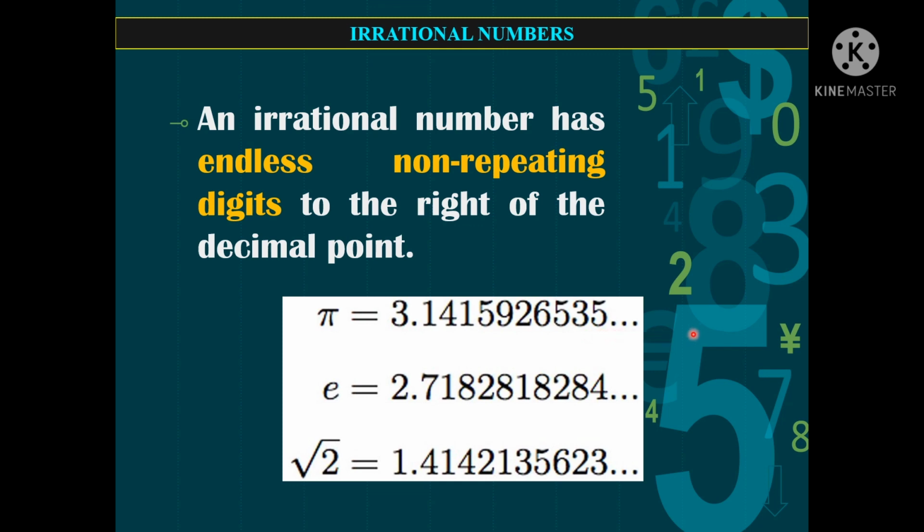Same with Euler's number. It is approximately 2.71. But in reality, the 0.71 goes beyond with non-repeating numbers endlessly. Also, the square root of 2 is approximately 1.41, but it goes on infinitely also with non-repeating digits to the right of the decimal point. So that is an irrational number.